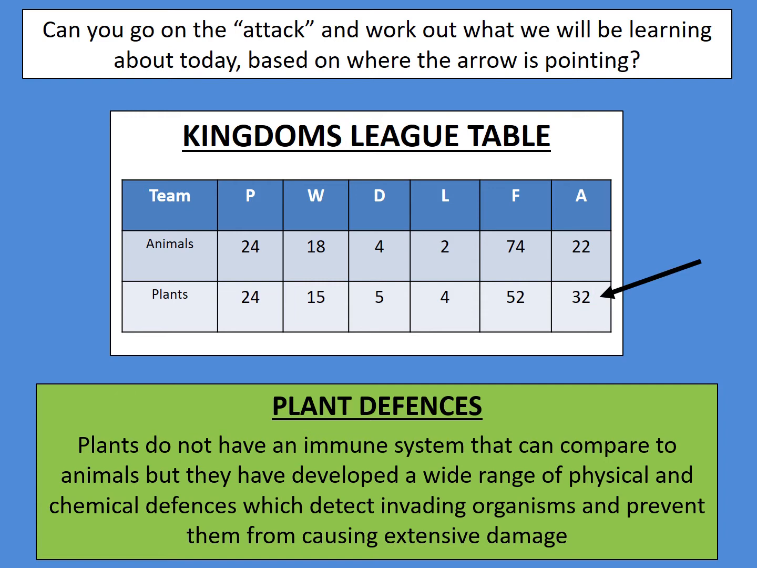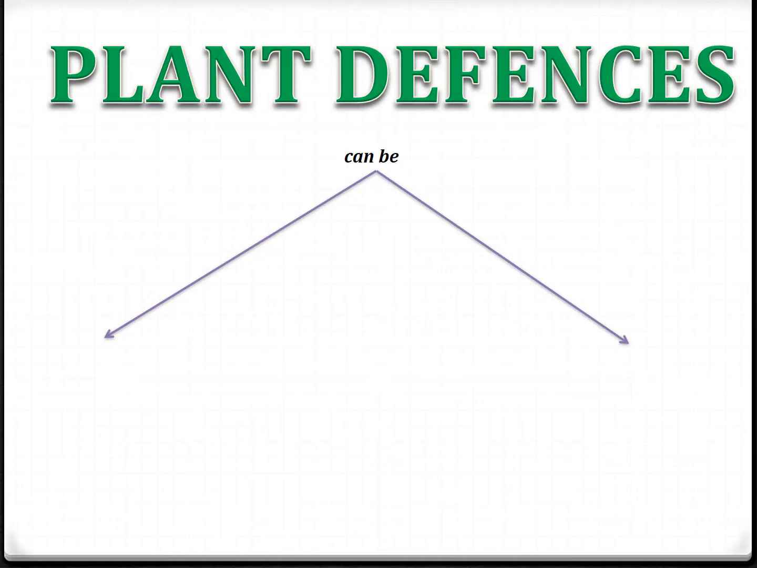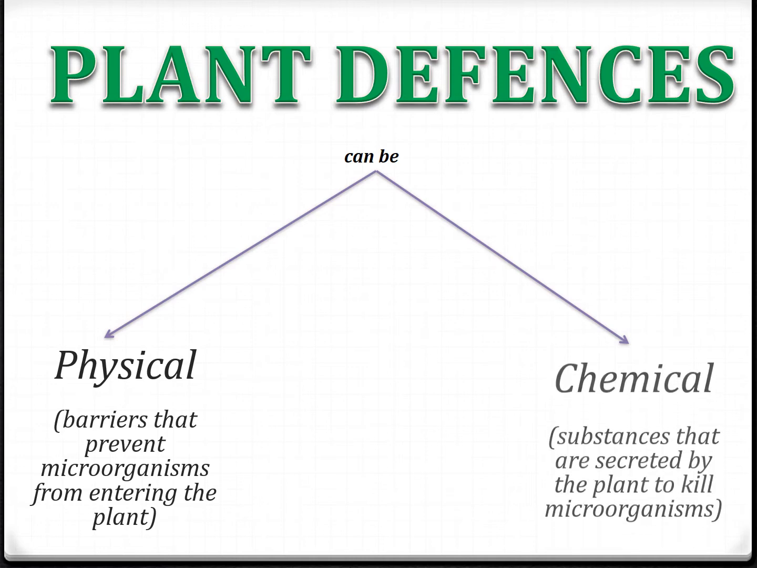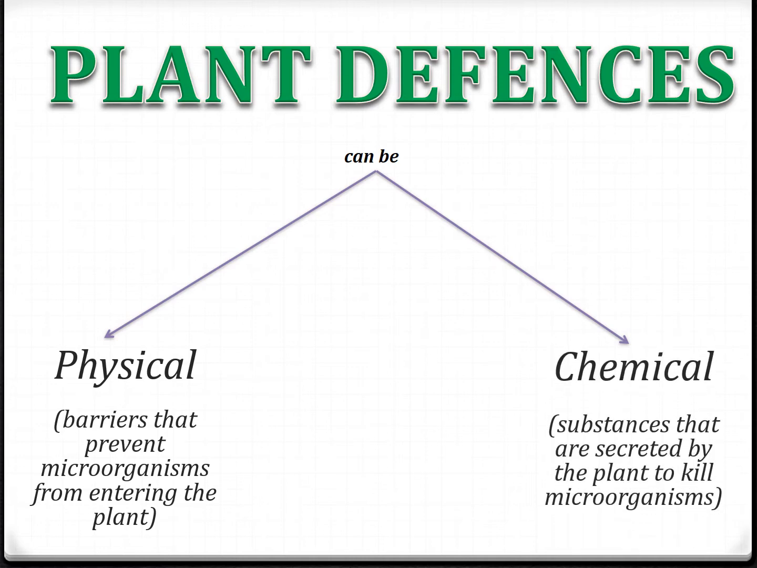Yes, so plants can defend themselves in a higher variety of ways than humans can, essentially. They can be physical barriers that prevent microorganisms entering the plant. So in a human, skin would be considered a physical barrier. But they can also be chemicals, so substances that are secreted by the plant to kill microorganisms. Sweat and tears is a good example for ours. Hydrochloric acid is a good chemical defence. So similar.